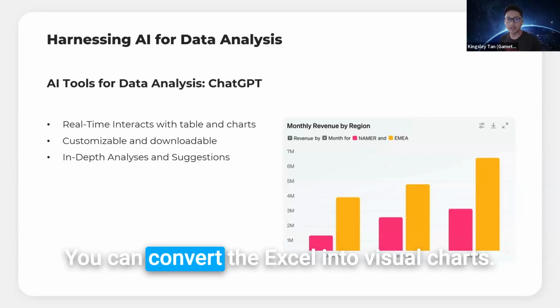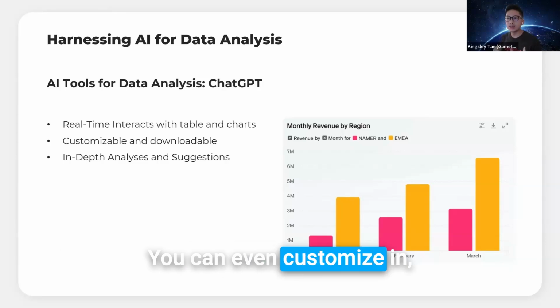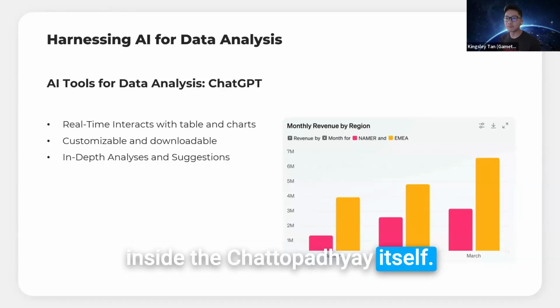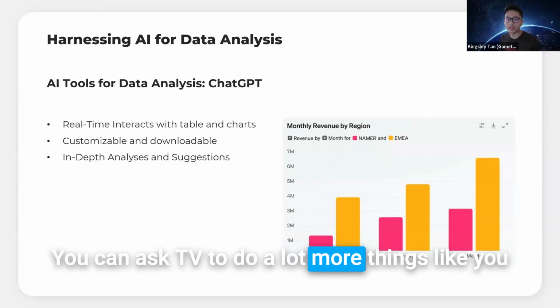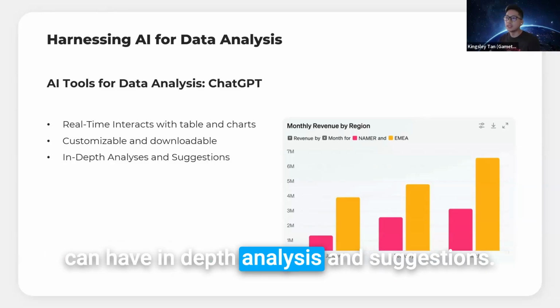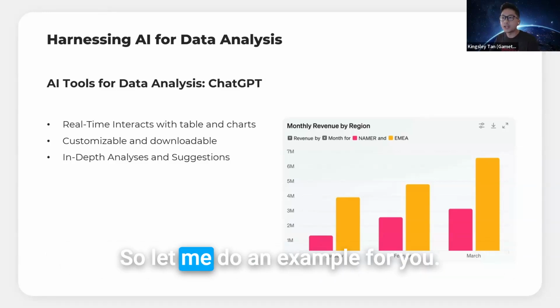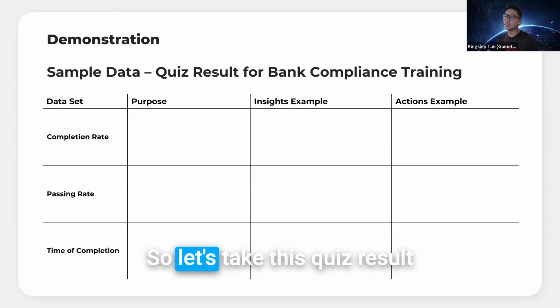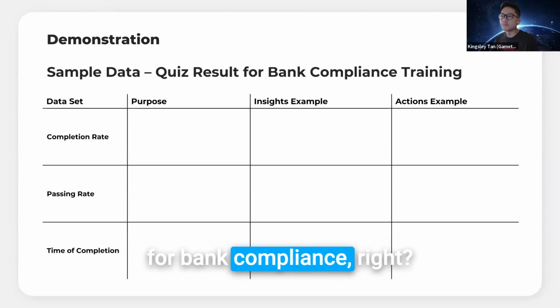You can convert the Excel into visual charts. You can even customize inside ChatGPT itself. You can ask ChatGPT to do a lot more things, like in-depth analysis and suggestions. So let me do an example for you. Let's take this quiz result for bank compliance, right?